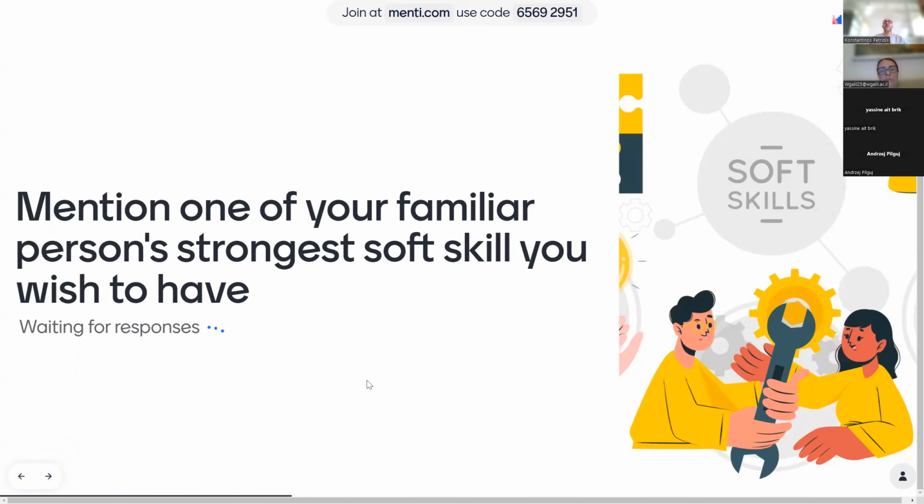Mention one of your familiar person's soft skills you wish to have. So it's something that probably you have in a limited manner, or that a very close person to you has. So probably it's your teacher, your football coach, your basketball coach, your mentor, someone that you admire. Just share it with us. And then I will have one more question in this introduction, and then I will jump to my transparencies to continue starting from your feedback.